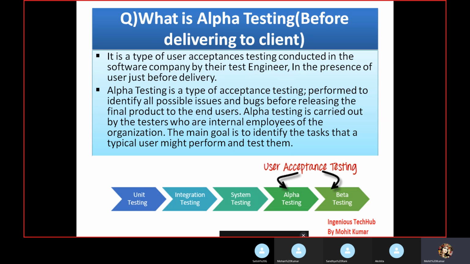Okay, so before giving the demo to the other team, we have to test properly, meaning before releasing the product it should not have any bugs. So alpha testing is carried out by testers who are internal employees of the organization. The main goal is to identify the tasks that typical users might perform, and test them. Okay, so this is called alpha testing.